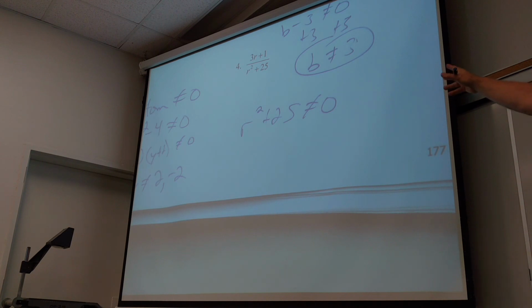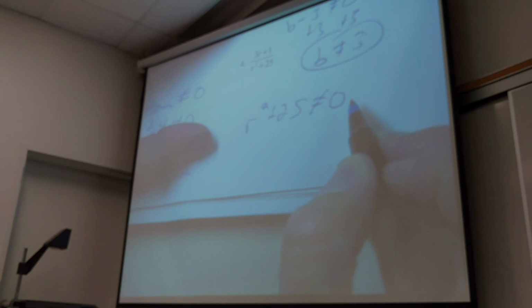And then what am I doing to r squared on the bottom? Adding 25. You guys see that? What am I doing to r squared on the bottom? That's the only question right now. Adding 25. Isn't that what's happening? I'm not saying what I want you to do to it. I'm saying what is the problem doing to r squared on the bottom? It's adding 25.